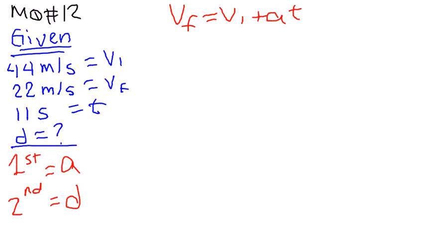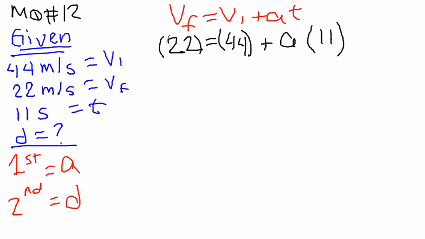Now you can just add in your givens, and when you add them, try not using units because it makes it easier at the end. So final velocity is going to be 22 meters per second. Initial velocity is going to be 44 meters per second, plus acceleration, which we don't know yet, and time, which is going to be 11 seconds.